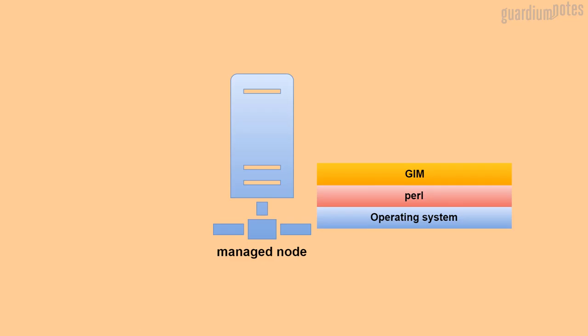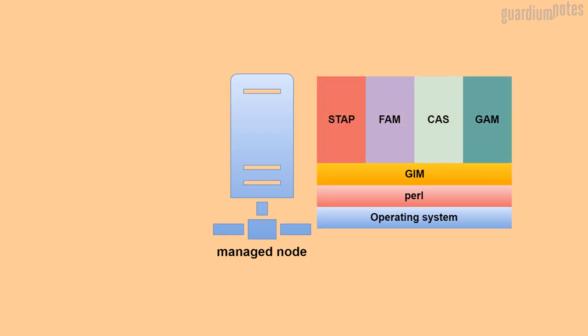GIM eases the burden of maintaining modules that reside on the database server, such as STAP, FAM, CAS, or GAM, and especially checks for updates to installed software, transfers and installs new software, uninstalls software, updates software parameters, and monitors and stops GRDAPI processes running on the monitored system.